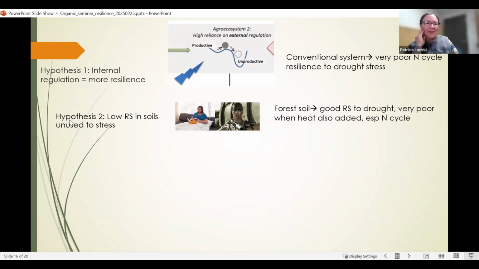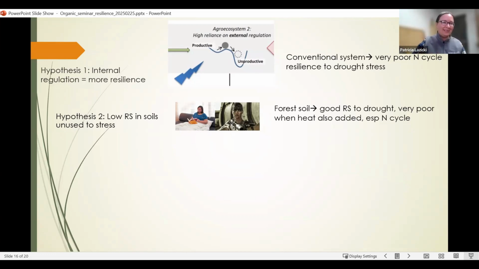Scale matters. What about hypothesis number 2, that we'd see low resistance in soils unused to stress? I think this is a good explanation for our forest soil nitrogen cycling. We saw very good resistance to drought, but very poor when heat was also added, which if you think about it, drought is a very common condition in this forest soil, but heat is not. It's permanently shaded. It always has a residue cover. So these poor soils where I took off all their residue and I put them in the blazing sun were exposed to conditions that they would never see in nature unless something really drastic happened. And so this is really a false experiment because it's saying what would happen if I took them out of this system where they're meant to do well.